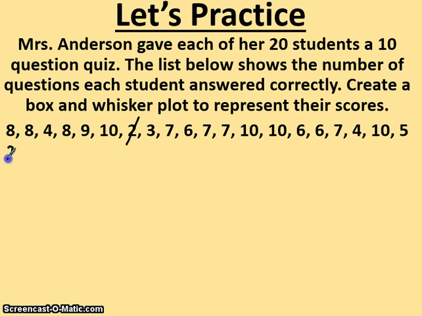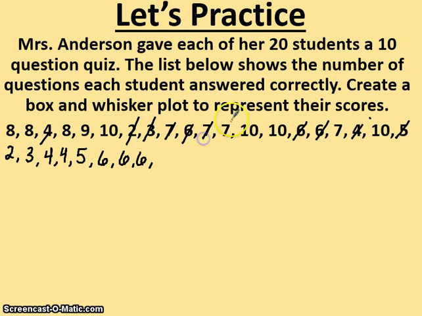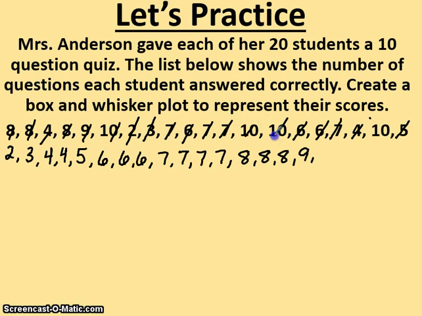So our smallest value is 2, then we have a 3, we have 2 fours, so 4 and 4. We have a 5. We have 3 sixes, and 4 sevens. We have 3 eights, so 8, 8, 8, a 9, and 4 tens.